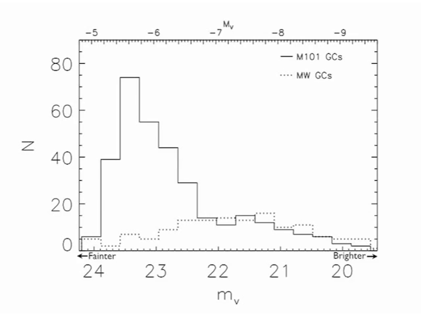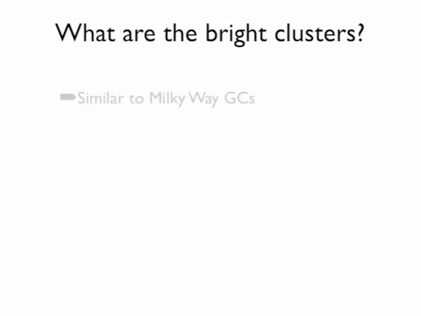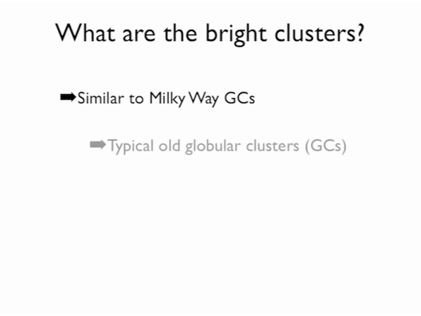If we plot the Milky Way globular clusters along with the M101 clusters, we see that they match very well on the bright end. The bright clusters also match the sizes and the colors and the spatial distribution of the Milky Way globular clusters. When we look at the positions of the bright clusters, we see that they're very centrally concentrated, and that's what we expect for a spherical distribution. Clusters that are in the halo, like the Milky Way globular clusters also are. They're clearly very similar populations.